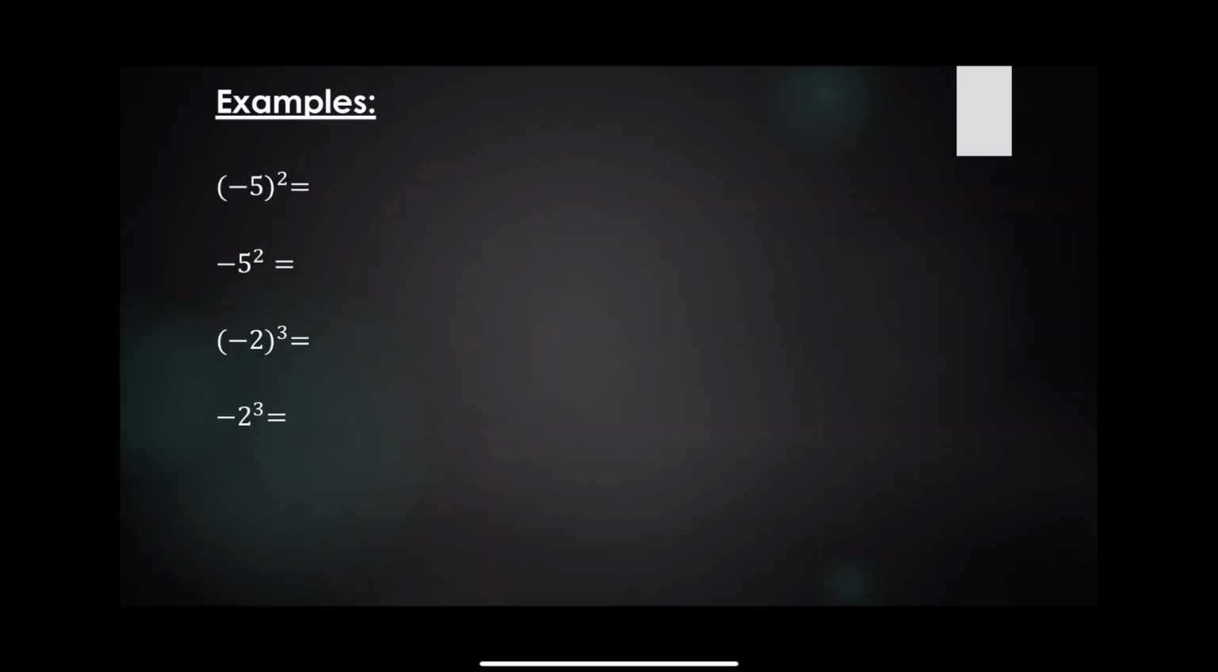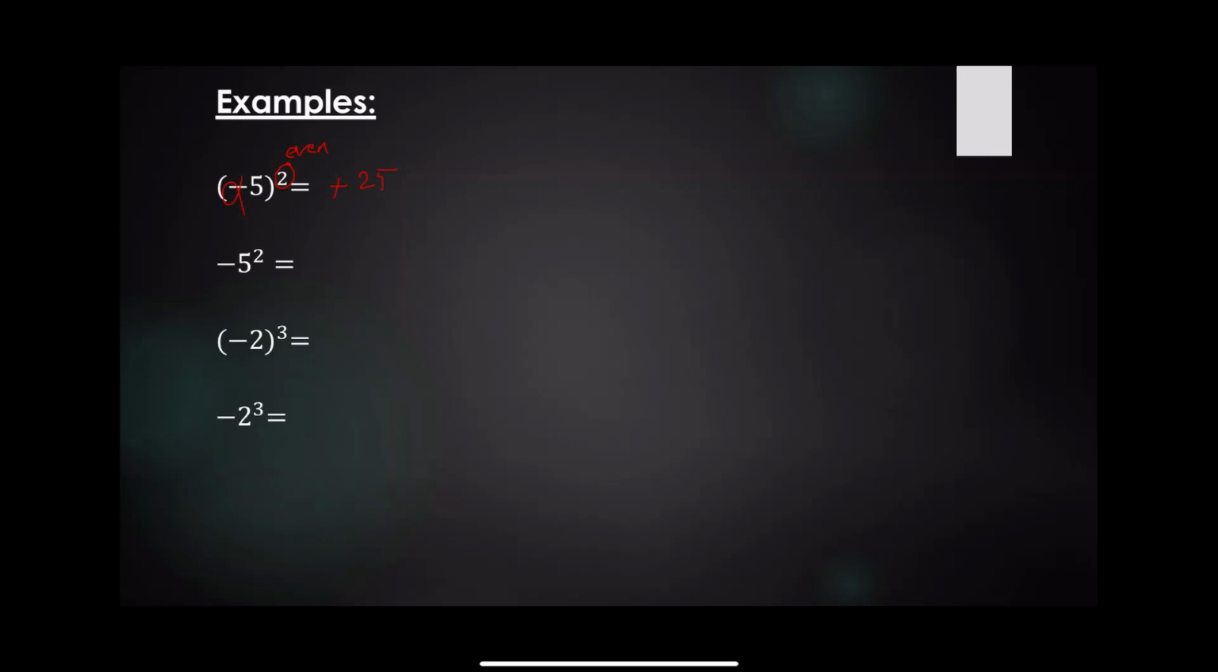Now, what if we have a negative base? Remember what I mentioned about the negative base. If the base is negative and the exponent is even, then the answer should be positive. Now forget the negative. 5 to the power 2 is 25.